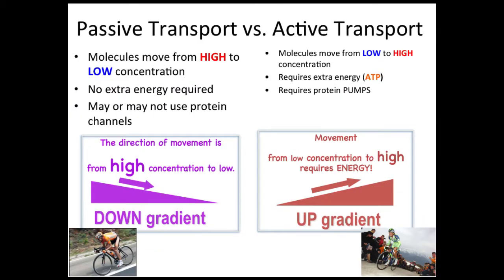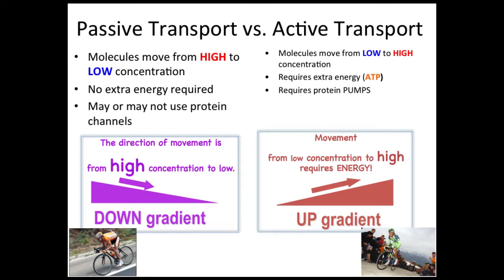Active transport, therefore, is the movement of molecules from low to high concentration. It requires extra energy, which is typically in the form of ATP, and as such, it requires protein pumps because the protein needs to interact with that ATP in order to pump those molecules from low to high concentration.